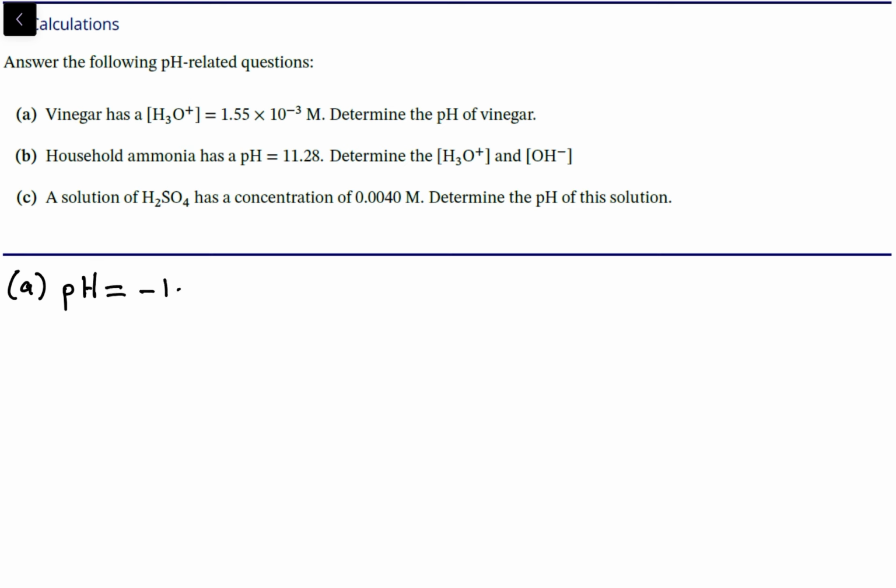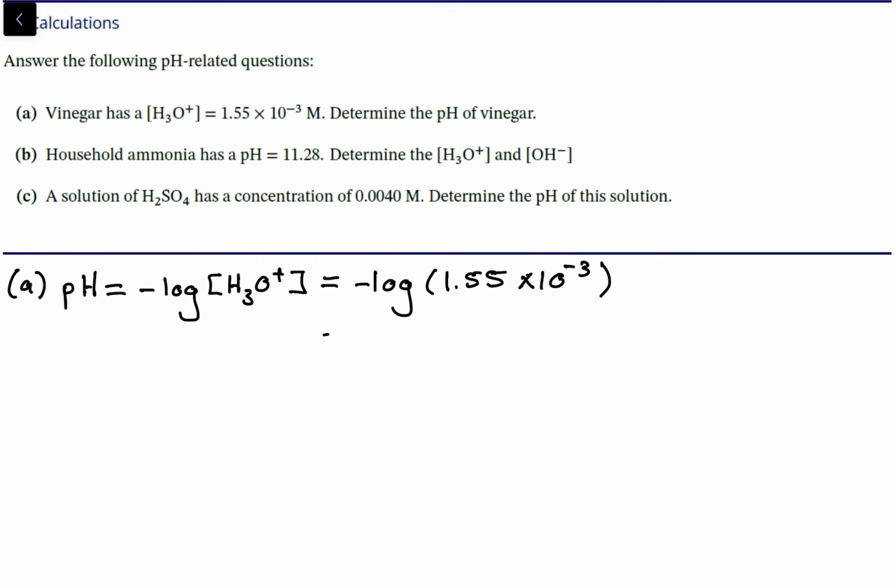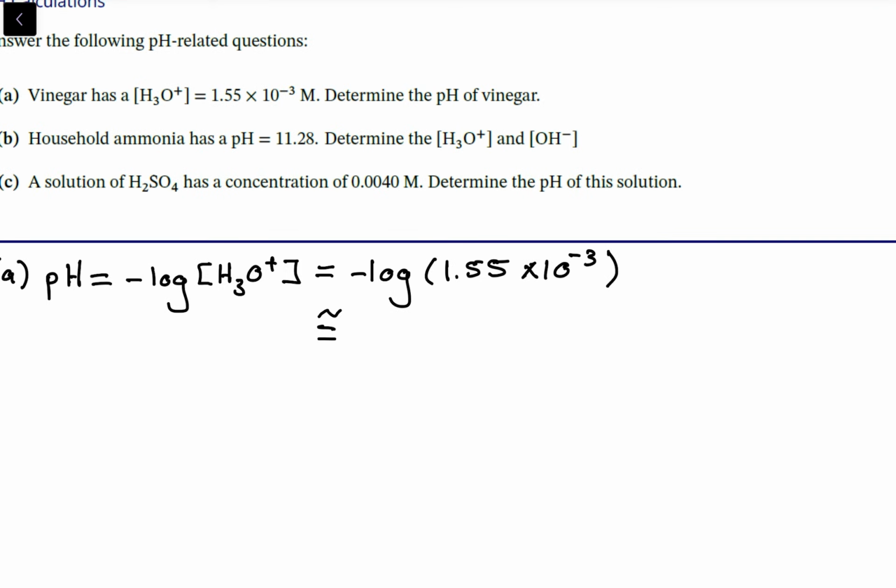pH is equal to minus the log of the concentration of hydronium, equal to minus log 1.55 multiplied by 10 to the minus 3. Then how many significant figures? 3, so it means 3 after the decimal point, so you round to 2.810. 3 significant figures after the decimal point.